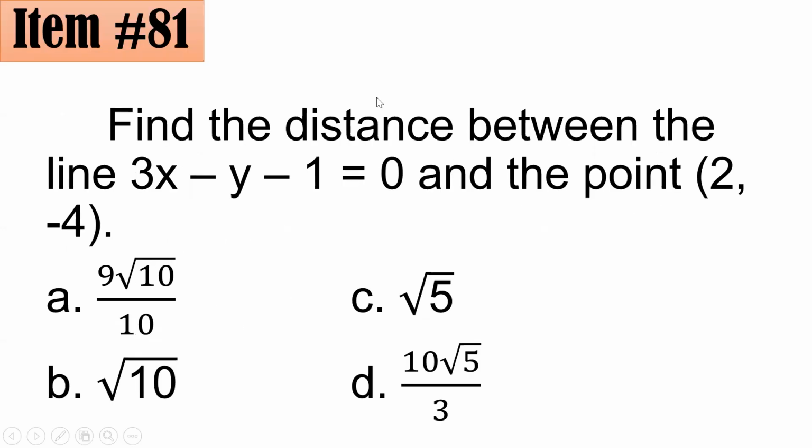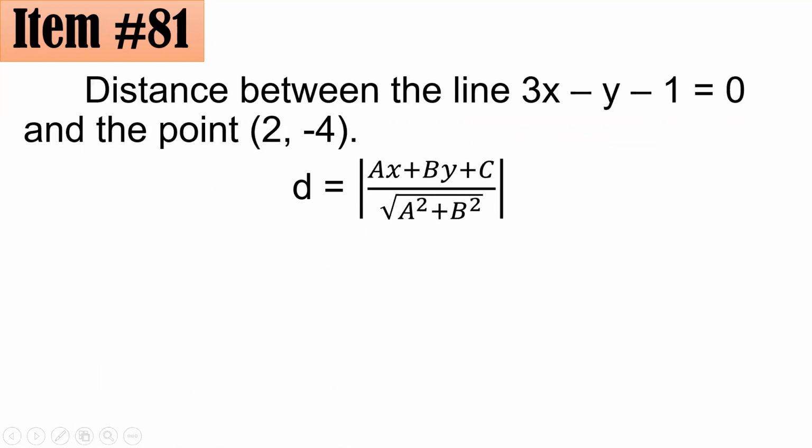81. Find the distance between the line 3x minus y minus 1 equals 0 and the point (2, -4). Did you go for letter A? 9 square root of 10 over 10, square root of 10, square root of 5, or 10 square root of 5 all over 3? Okay, so we have 5 people who commented letter A. Let's see if you got it right.